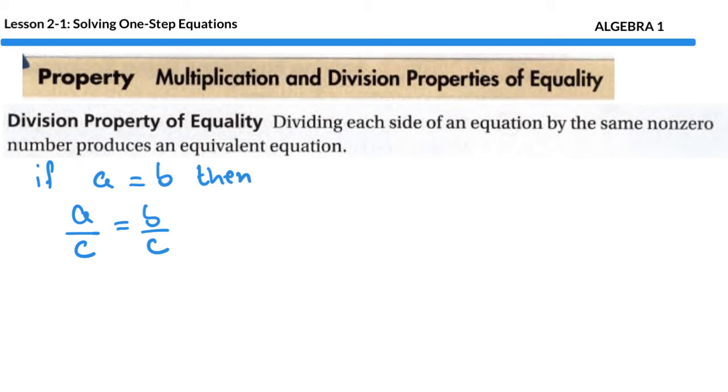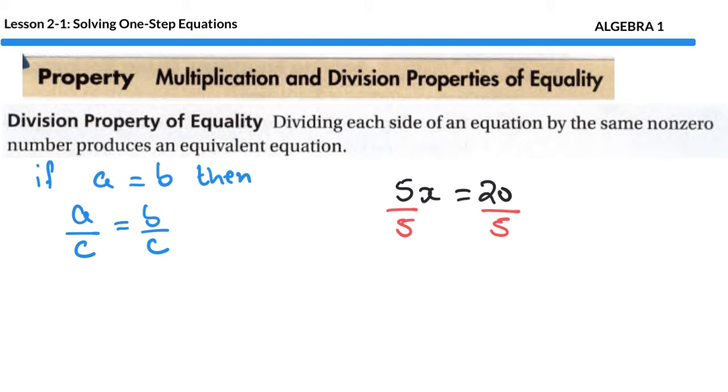For example, 5x is equal to 20. I can divide by the same number on both sides of the equal sign, and the result will still be an equivalent equation. So based upon this understanding, let's jump to solving some equations.